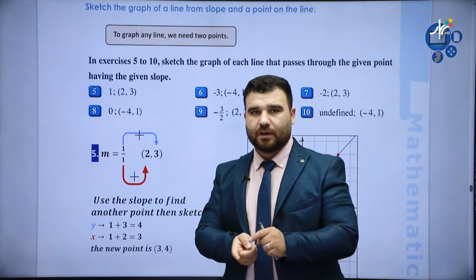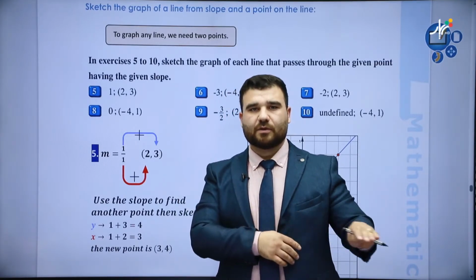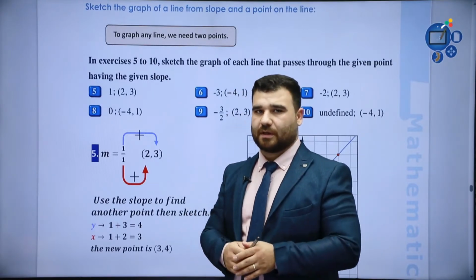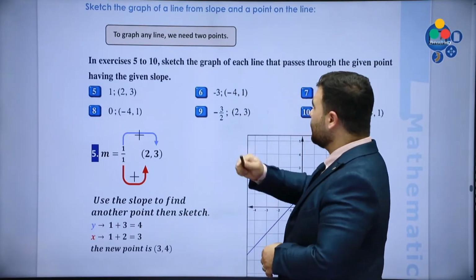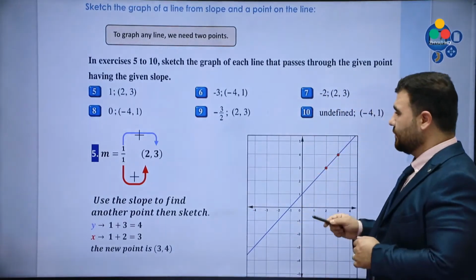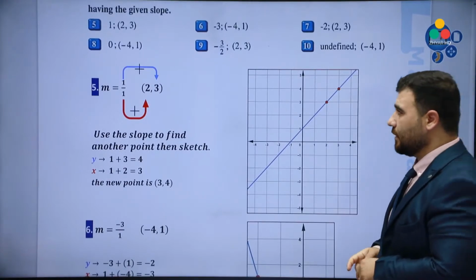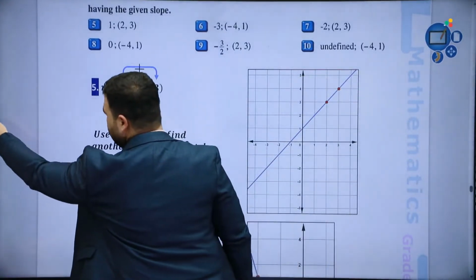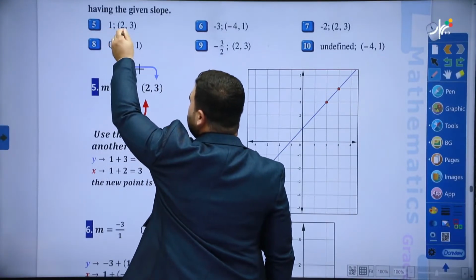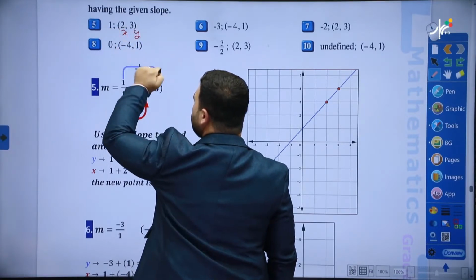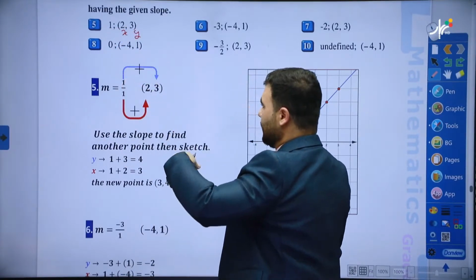We already know 1 point. We will find another point, draw a straight line between them. This will be the graph. We know slope is y over x. We know in points, the first number is x, the second number is y. Here, the first number is x, the second number is y, and we know slope is y over x.